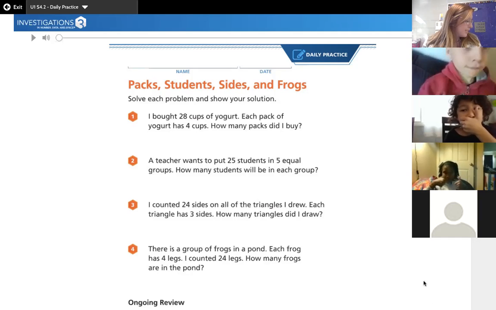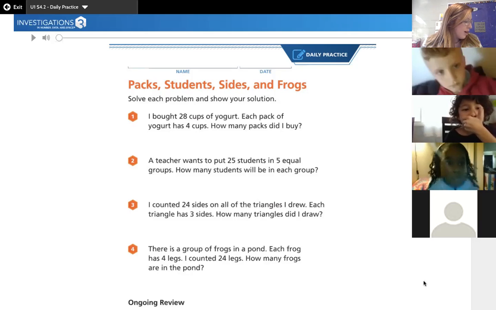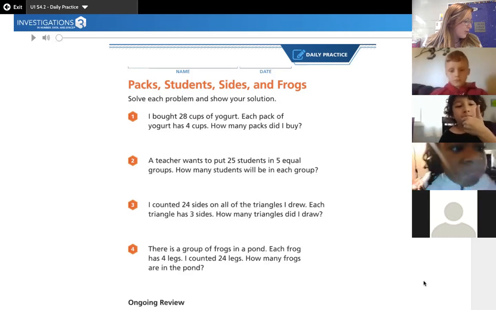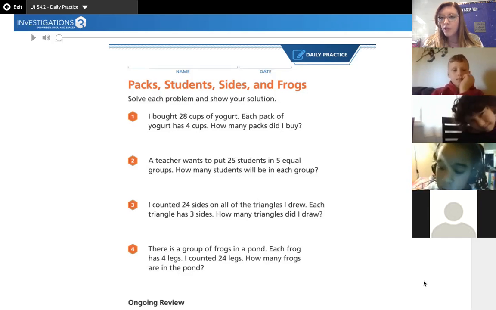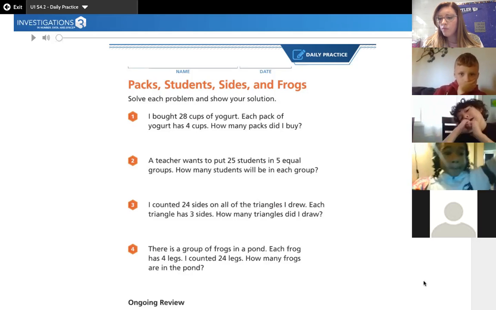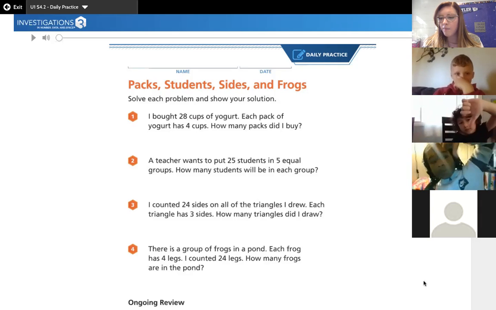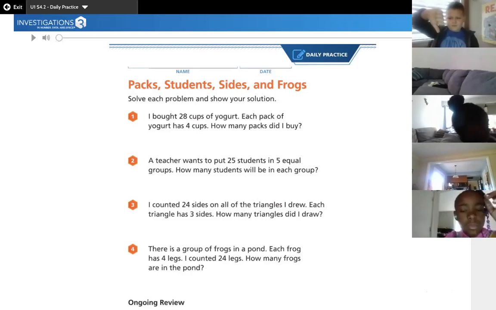And now let me ask you this. I know the amount in each group, but do I know the number of groups? So do I know how many packs they bought? Oh, awesome. I'm seeing thumbs down. No, I don't. So let's look at our flow chart again.